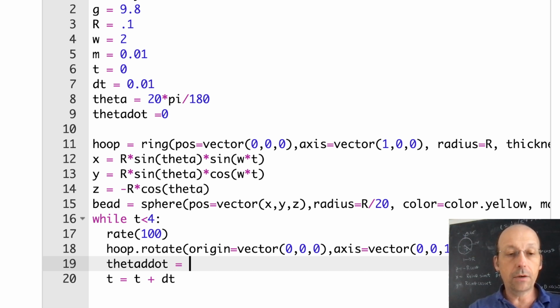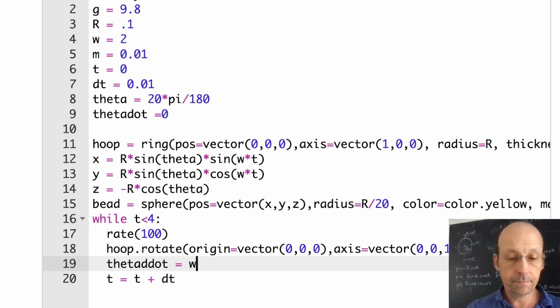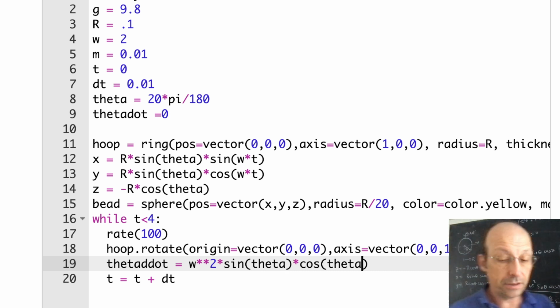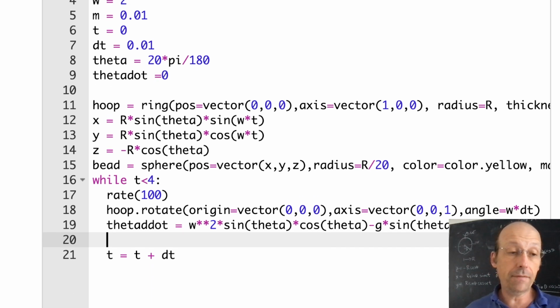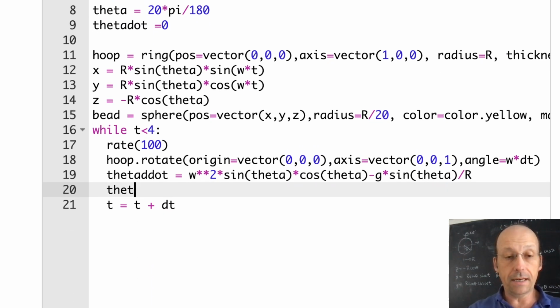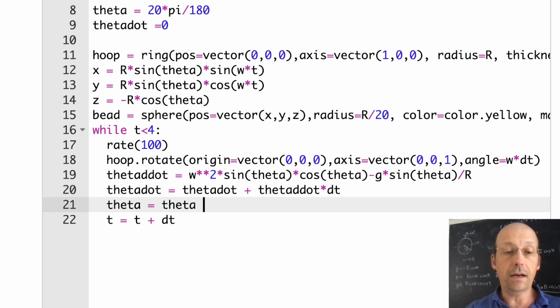Theta double dot equals. Now I go to my differential equation, which I have right behind me. Omega squared times sine theta cosine theta minus g over r sine theta. Now I can use that to update my theta dot equals theta dot plus theta double dot times dt. And then I can update theta. Theta equals theta plus theta dot times dt.